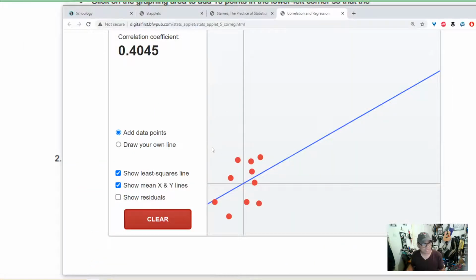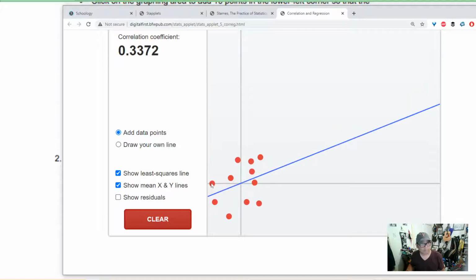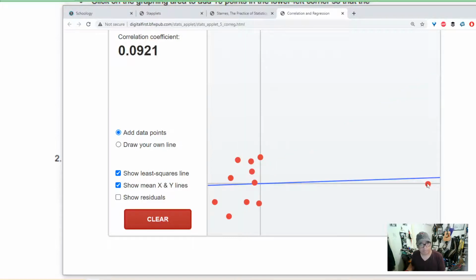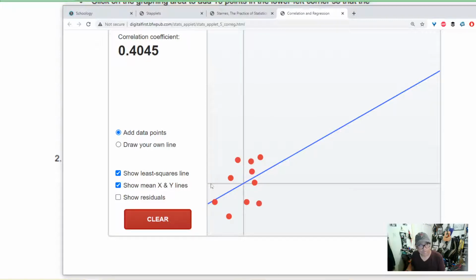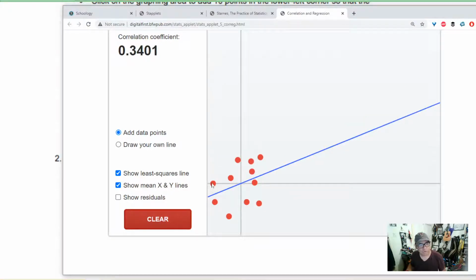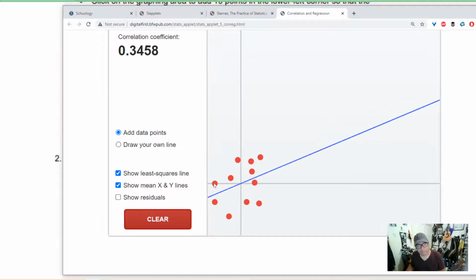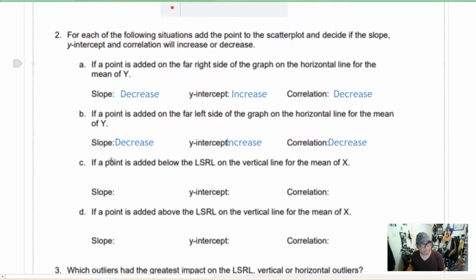Let's test out that hypothesis over here. Adding that new point here. Okay, so notice that the correlation decreased, but not as dramatically as before, because it's not as far out of pattern as putting the point on the far right side. Notice that the slope decreased, and when the slope decreased, that brought the y-intercept up. So it increased the y-intercept. Not a lot, just a little bit. So like the previous example, the slope is going to decrease, the y-intercept is going to increase, and the correlation is going to decrease. Okay, let's move on.